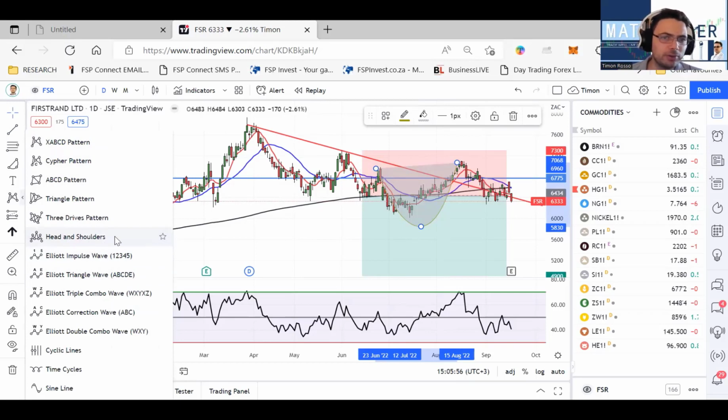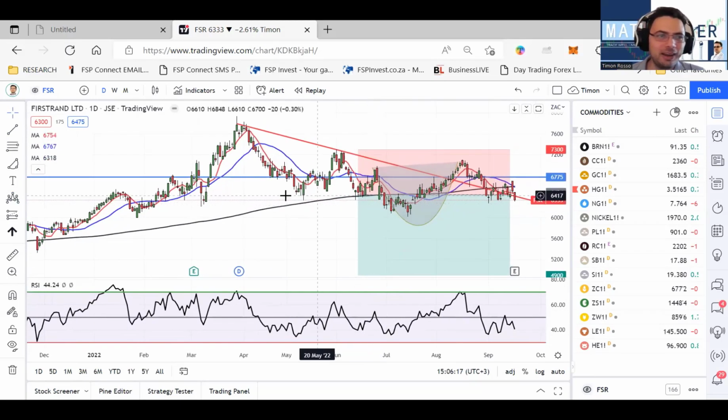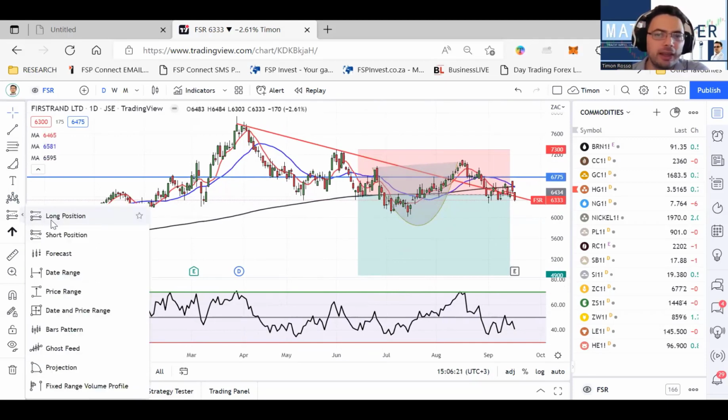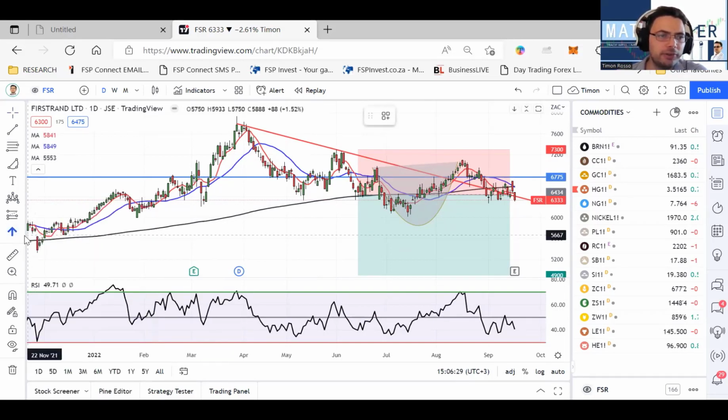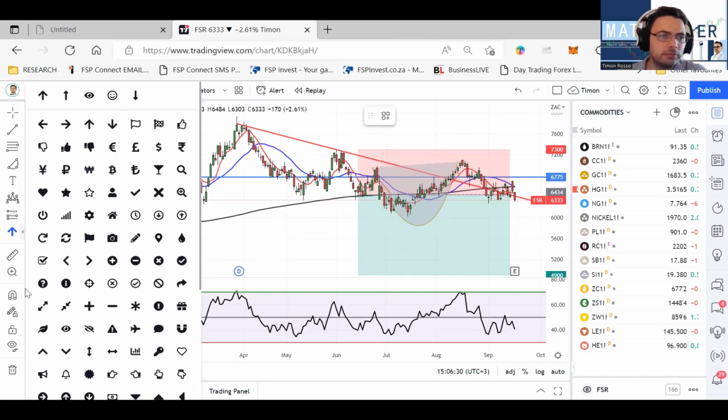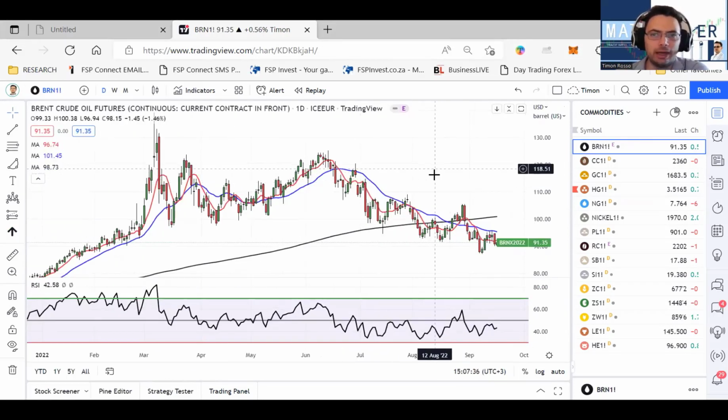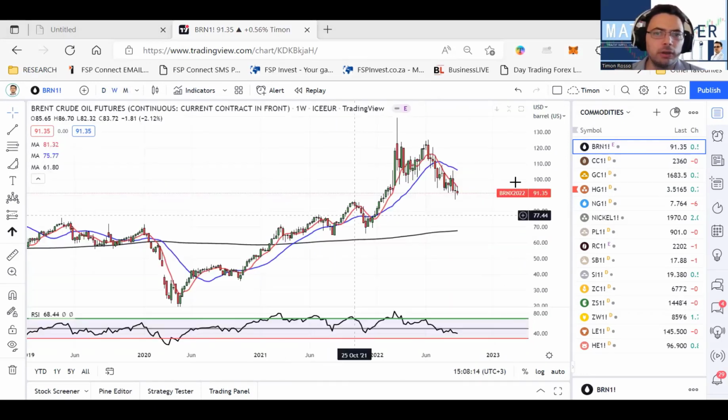This is new. You learn something every time you look at TradingView because they're constantly updating. Then you can set your long position, short position, your price range. Those are my favorite: long, short, and price range. Put some arrows. The way I want to do analysis for commodities is looking at the weekly charts.